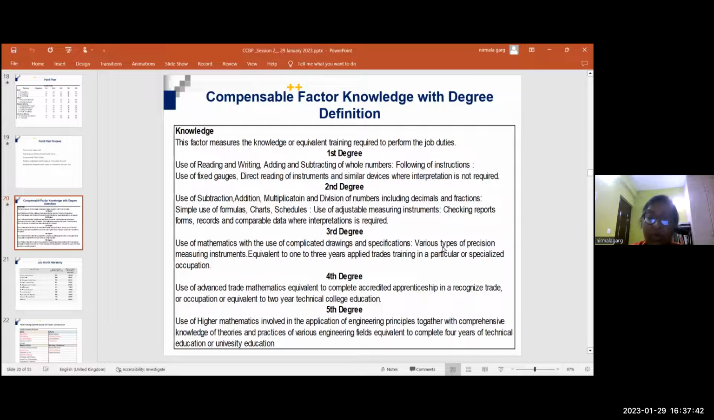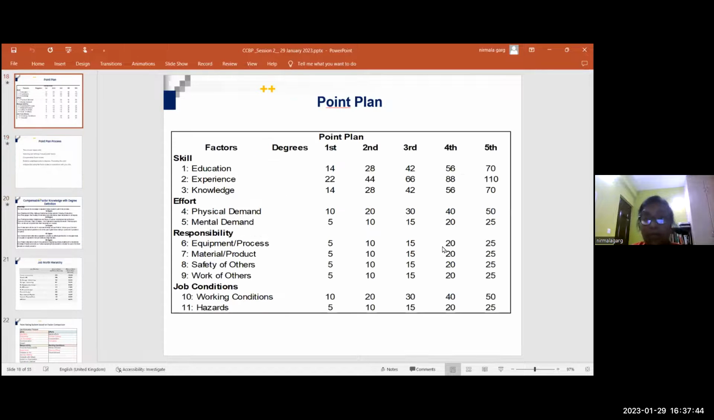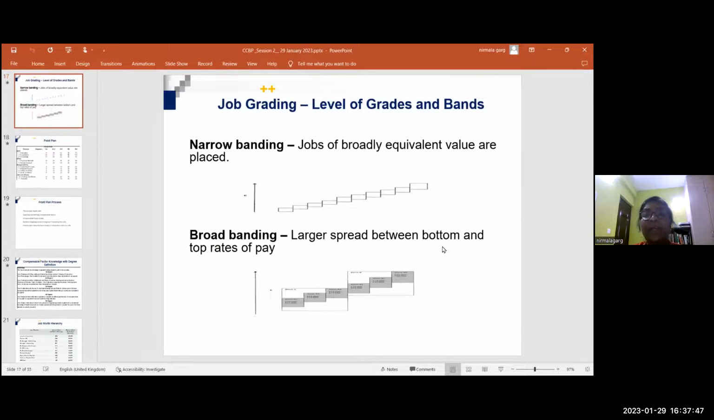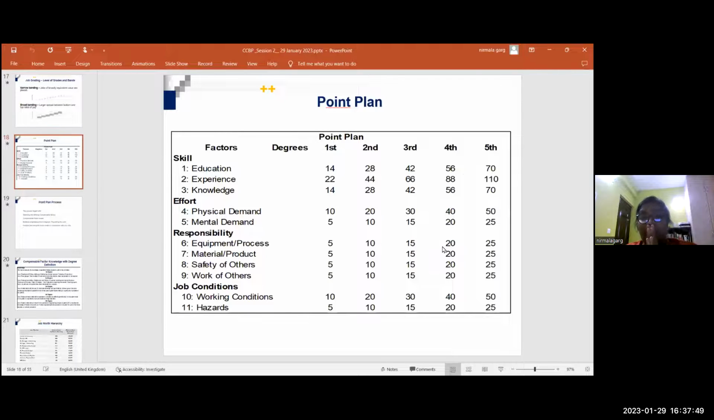So when we look at the point plan process, typically a point plan process looks like this. It will have compensable factors. It will have degrees of differentiation. Then we will have weights, and then we will populate the plan. So a point plan looks like this. Let me give you an example of a point plan so that you are able to understand better. Okay, come back to this.